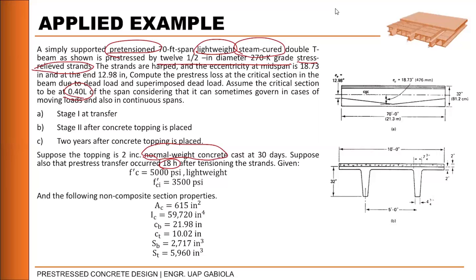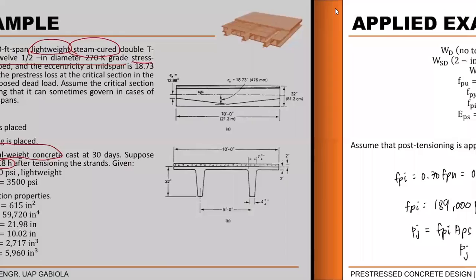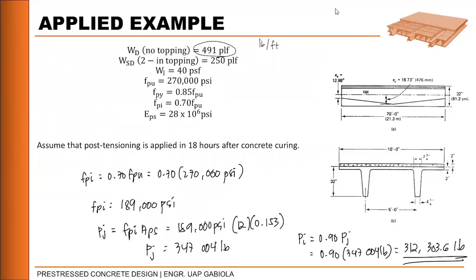Okay? So, dito, sinolve lang natin. Ito yung ginamit nating initial force based from dun sa value ng jacking force natin or dun sa ating given na FPI, which is 0.7 ng FPU. And FPU given siya, okay? So, for stress relieved na wire, 270 lagi yung kanyang strength, no? And then for FPY, that is 0.85 ng FPU.